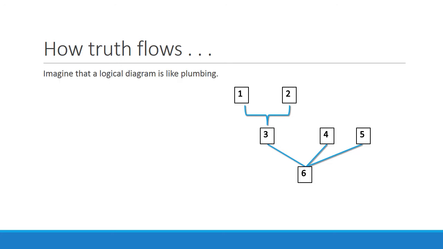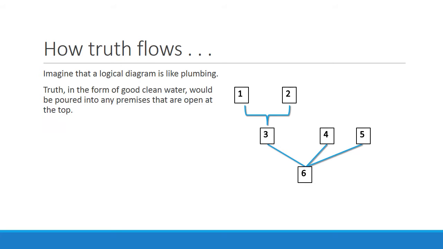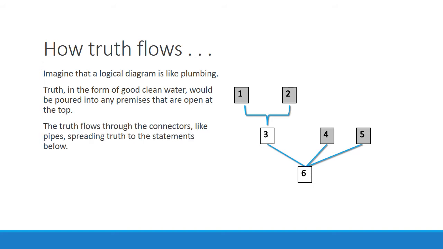Imagine that such a diagram is kind of like plumbing. Truth gets poured into the very top of anything that's open, which in this case would be premises 1, 2, 4, and 5. Notice that we don't have to pour truth into premise 3. That's going to be supplied to 3 as it comes down through the plumbing from 1 and 2. So down comes the water into the connector between 1 and 2 and flows into 3.